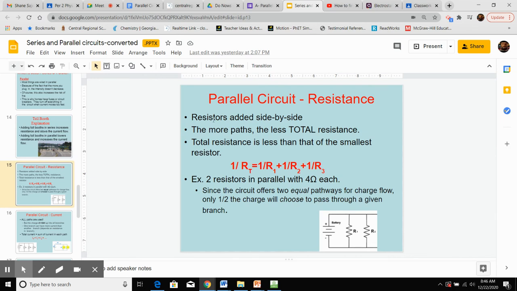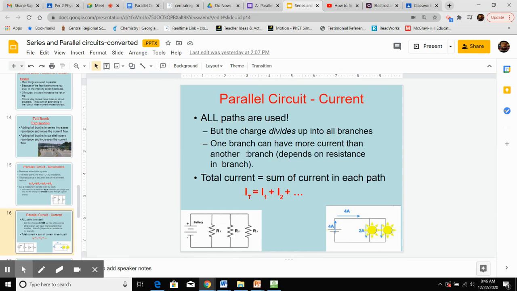Now, resistors, right? Added side by side, more paths, all right, the less total resistance. So the equation for this is the inverse of your total resistance, which is going to equal each of the inverses of these guys. So if you have R1, R2, and R3, or however many you have, you're doing 1 divided by those values, get a number, and then you're going to do the inverse of that decimal. We're going to take a look at a couple of different examples.